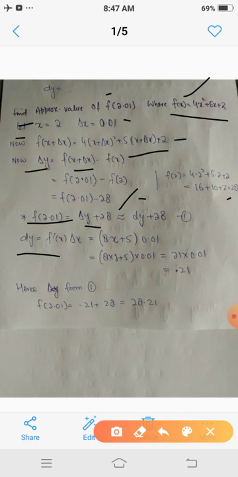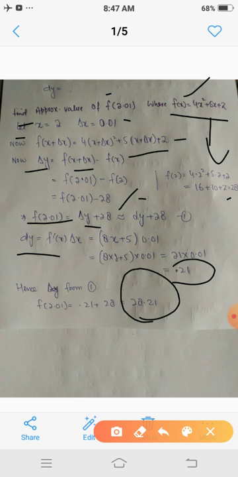Into del x, that is 0.01. Now this 8x plus 5 at x equals 2 is 8 into 2 plus 5, into 0.01, that is 0.21. Hence from the first equation, putting dy equals 0.21, f of 2.01 is 0.21 plus 28, that is 28.21. Hence 28.21 is the approximate value of this very quantity, that is f of 2.01. In this way you can find the approximate value of any type of function.